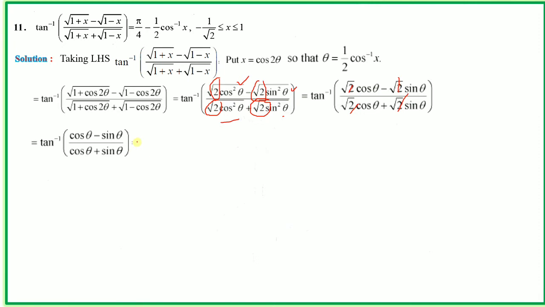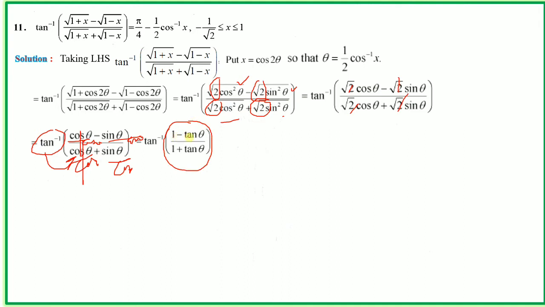You should remember, in a few of our previous questions we have solved one such question. Since outside is tan inverse, our aim is to bring tan inside so that those can be removed. Now we have cos theta and sine theta. What we did in the last few questions was divide numerator and denominator by cos theta. These cancel, and here we have tan theta. So we get 1 minus tan theta upon 1 plus tan theta.